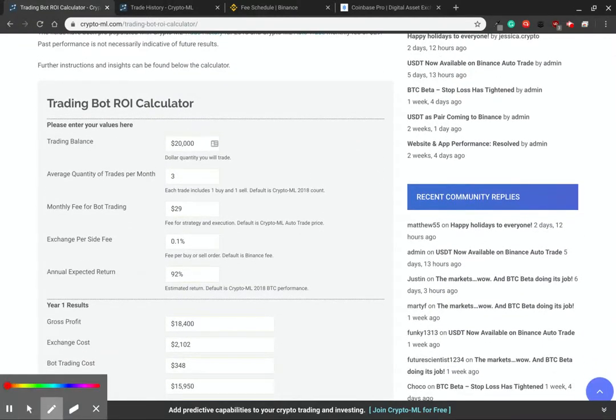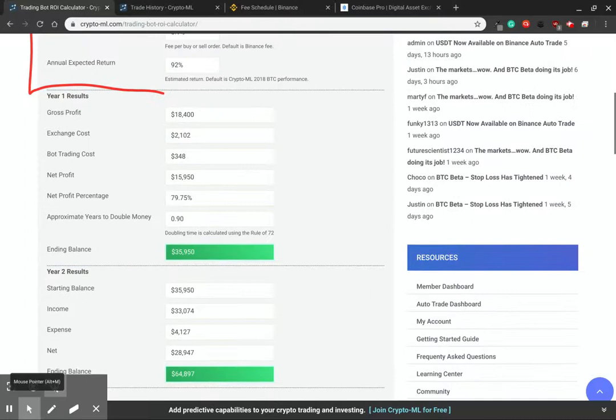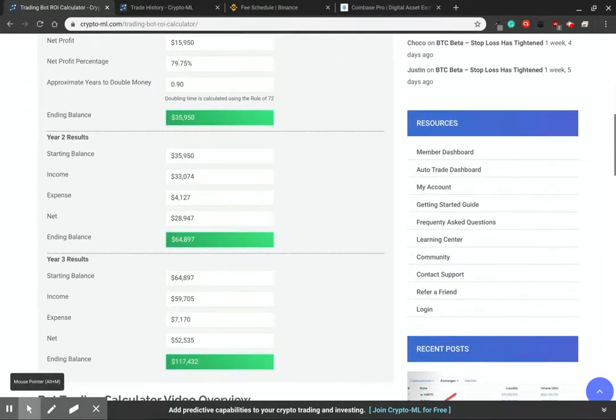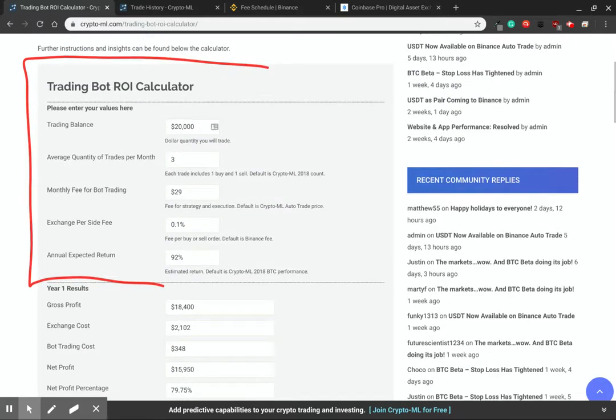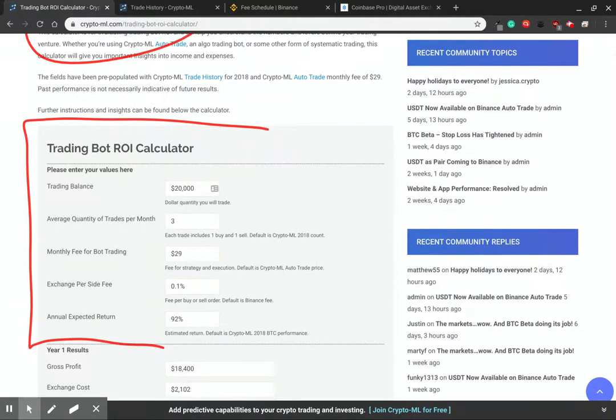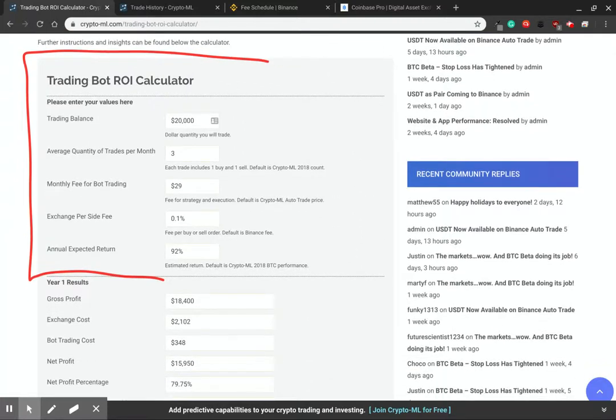All right, this calculator, the input section is right up here on the top, and then below that you're going to see the results broken out year one, year two, and year three, so how these move forward. The main thing to look for is this ending balance, but you also get a sense of your actual costs and the income and expense side of things to see how this all pans out as you make changes.